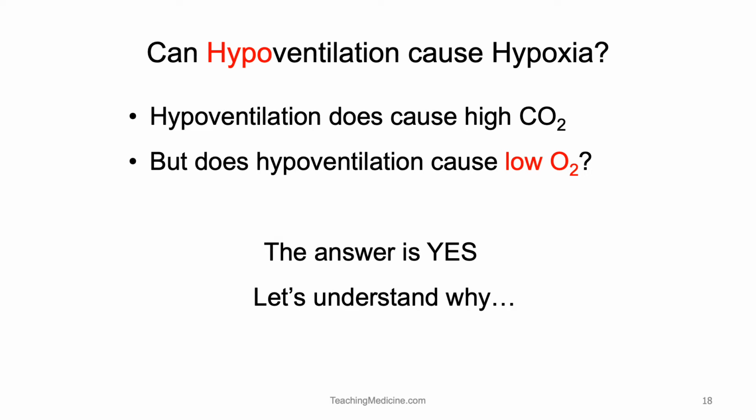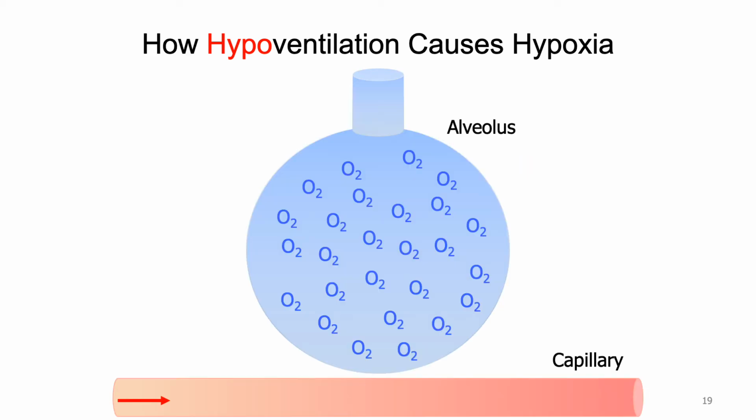Can hypoventilation cause hypoxia? We know that hypoventilation certainly does cause high carbon dioxide levels, but does it also cause low oxygen? And the answer is yes, it does. Let's see if we can understand why. In this image, we show an alveolus and a capillary, and we show the alveolus right after somebody takes a deep breath in.